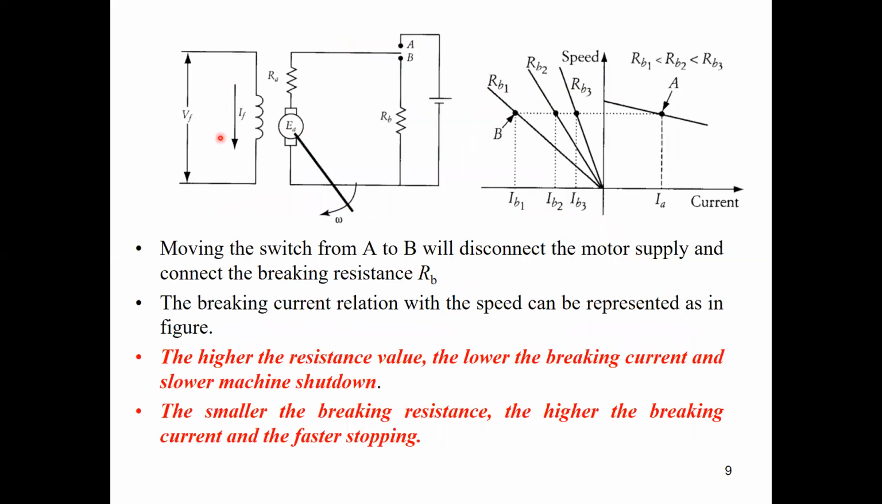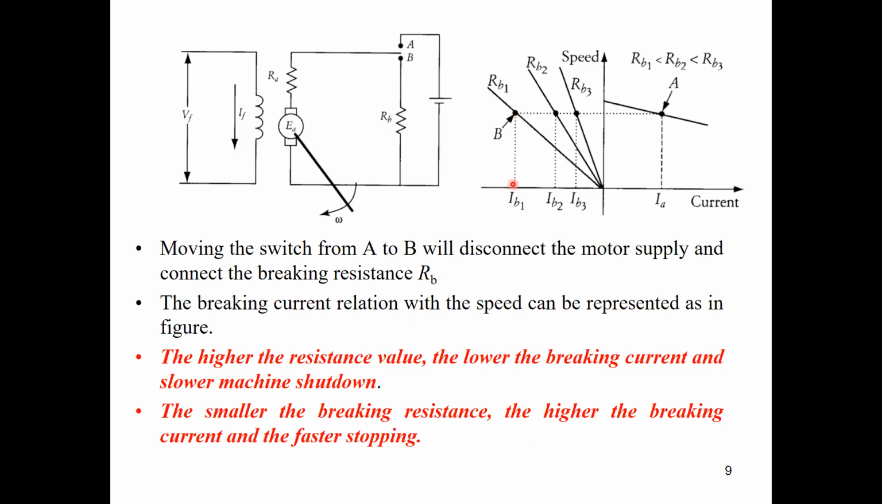So simply, this is the motor circuit. We will disconnect the supply at point A and add a braking resistor in the armature circuit. So based on the value of RB, the current will vary and the stopping time will vary. For example, if we are working in the characteristic at point A in the first quadrant, and we disconnected the supply and added a resistor, if RB is small, you will have high current.